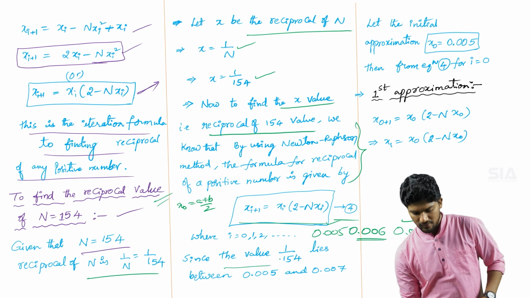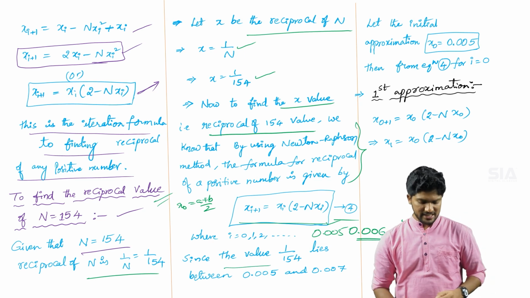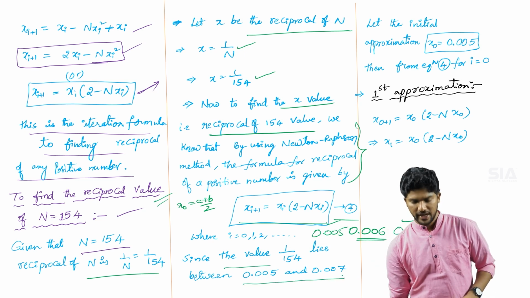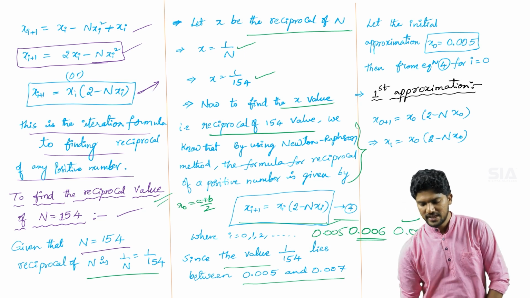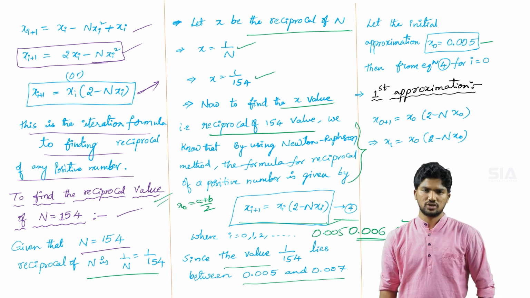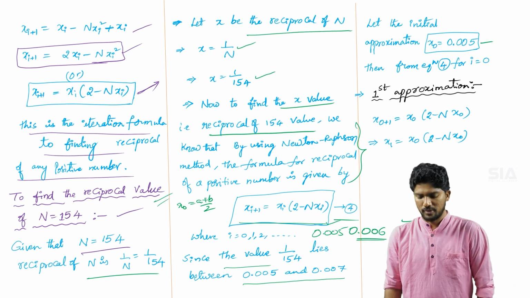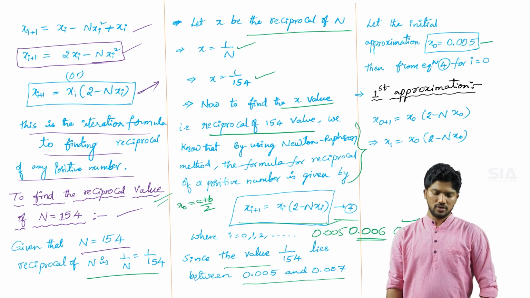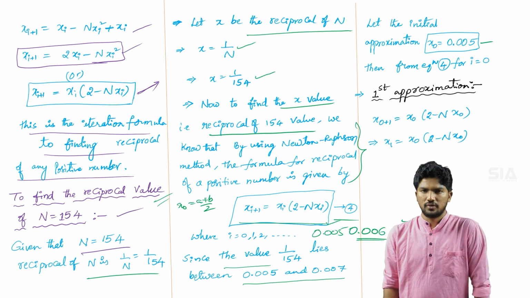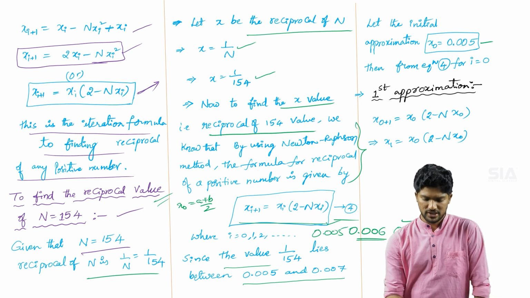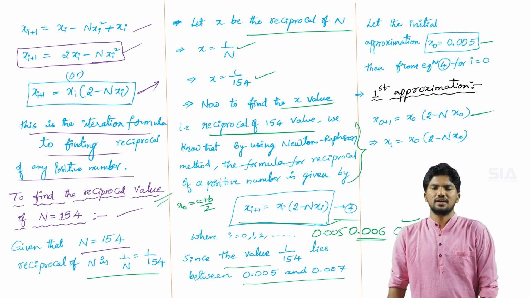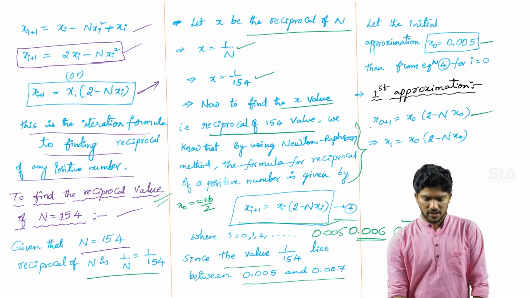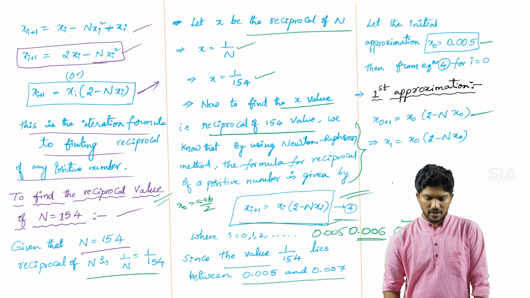Since the value 1 by 154 lies between 0.005 and 0.007, let the initial approximation x naught be 0.005. Now by using equation number 4 for i is equal to 0, in equation number 1, you will get the first approximation from x naught in this equation.